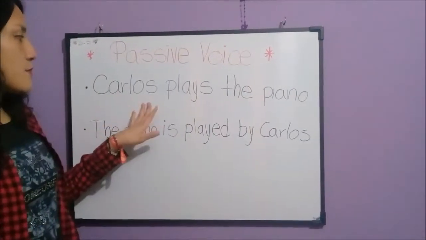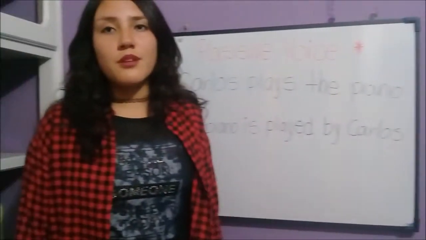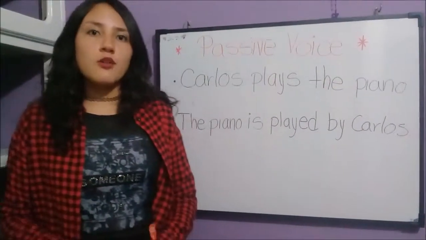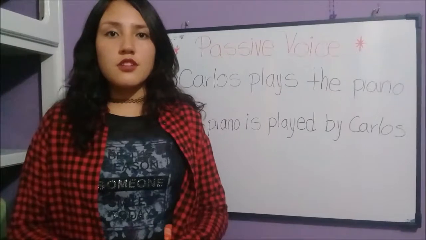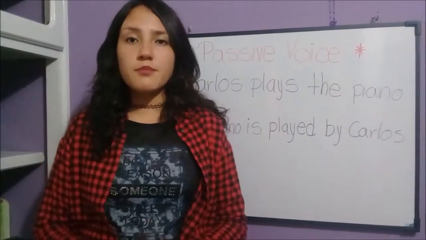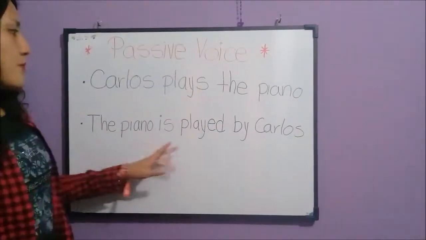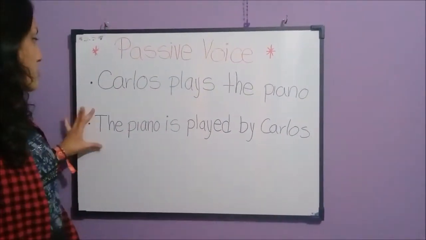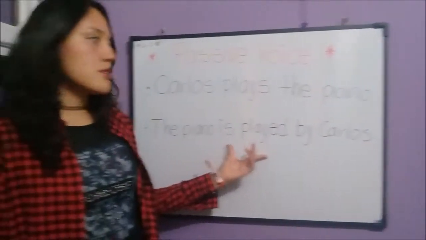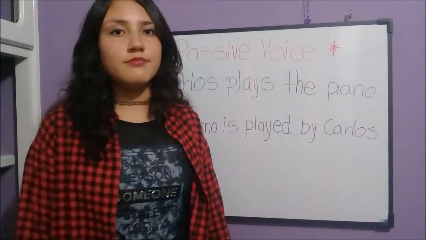Carlos is the subject, plays is the verb, and the piano is the complement or object. When we put the object or person that the action is performed on first, we are forming a passive voice sentence. For example, the piano is played by Carlos. The piano is the object, is played is the structure of the passive voice, and by Carlos is the person who is doing the action.